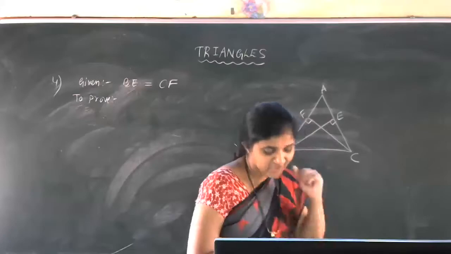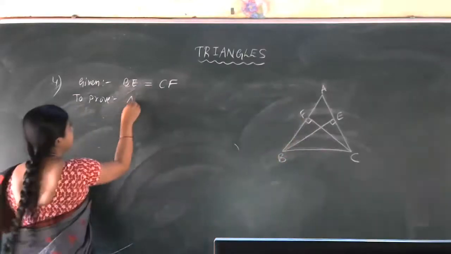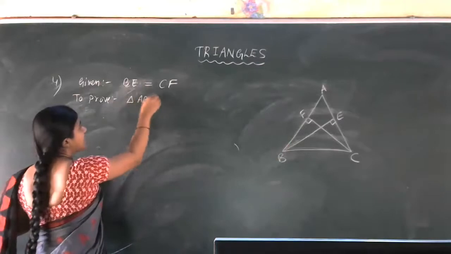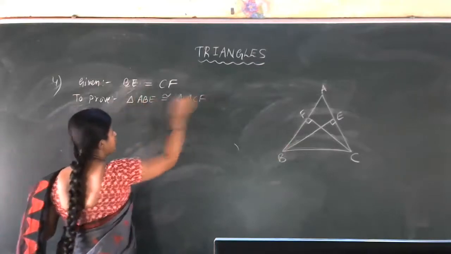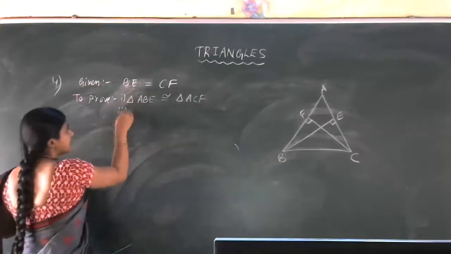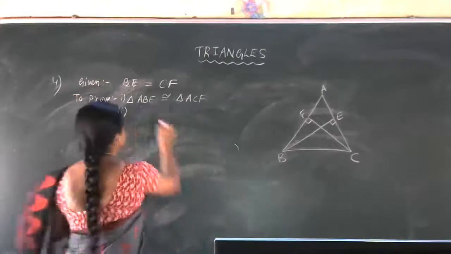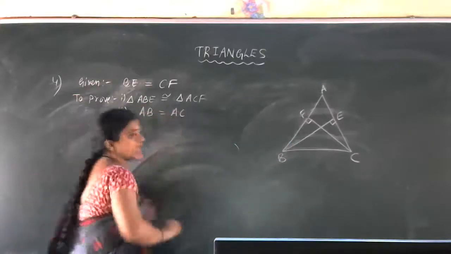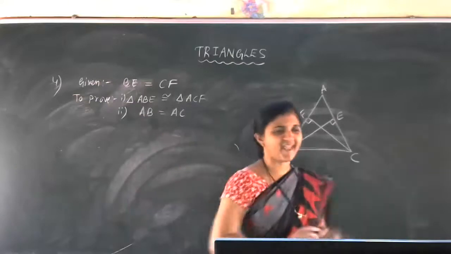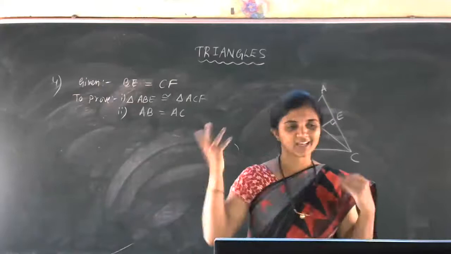first question is triangle ABE congruent to triangle ACF, we have to prove. First one. Second one, we have to show that AB is equal to AC. Second part, AB is equal to AC, that is ABC is an isosceles triangle. If we show that AB is equal to AC, then ABC is an isosceles triangle.